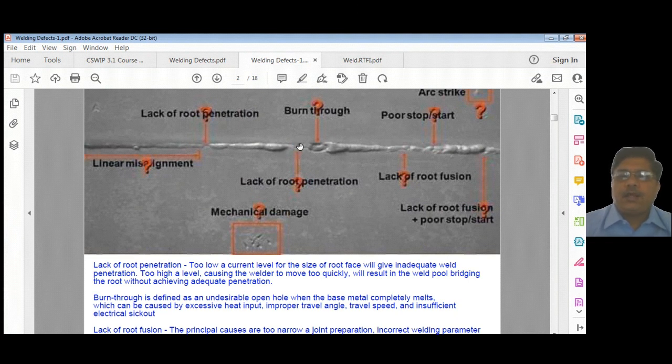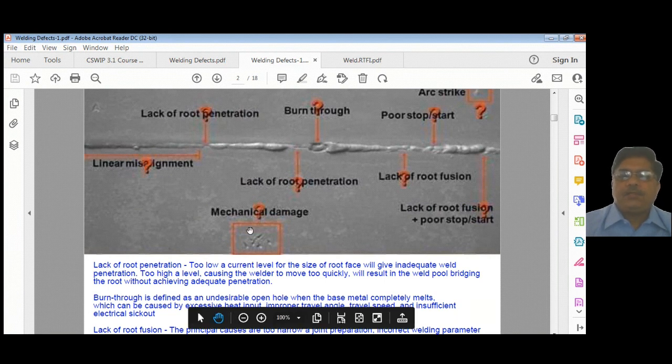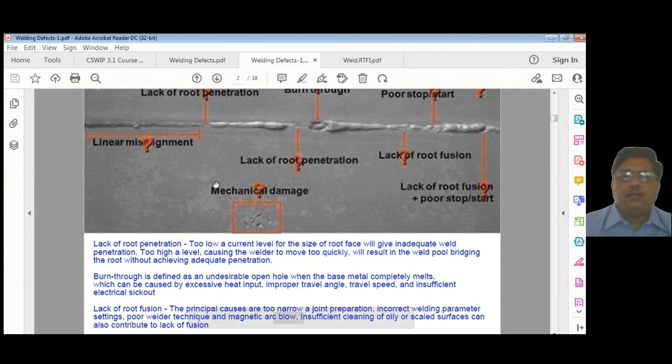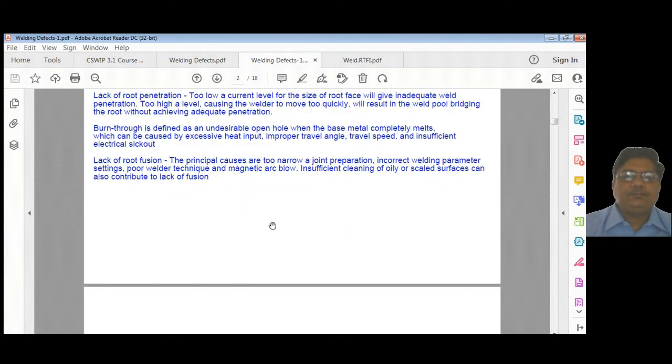Here you can see clear lack of root penetration. In the radiograph it will come as a straight line. Then some mechanical damage we can see here. Arc strike is about here. All this you need to write in your specimen exam.